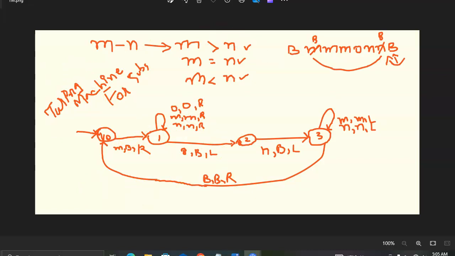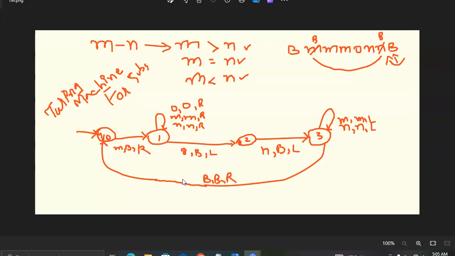Here we are starting from the left side. In a Turing machine we can start either from left or right, it doesn't matter, but here we are starting from the left side of the tape. We replace the first M that we find on the tape with a blank, because here we are subtracting. We do not want the values in the tape; instead we want to empty this tape, and we only want the remaining alphabet as per the condition, which is M is greater than N.